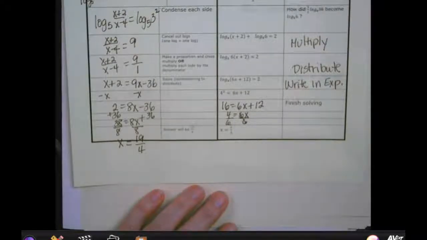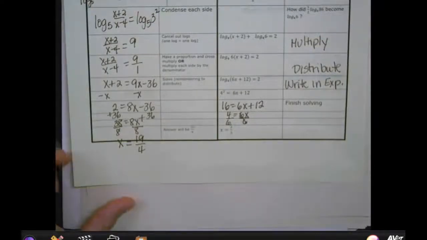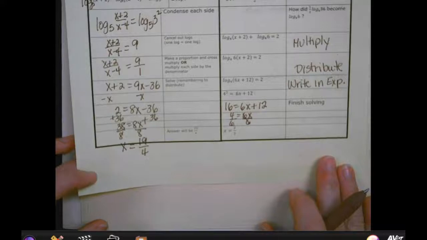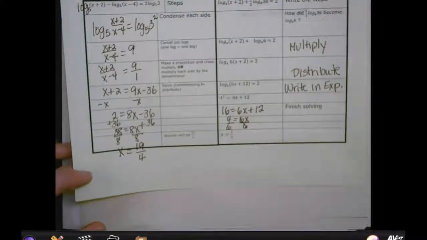So when I reduce, I get x is 2/3. All right, everybody solve 19 through 23.